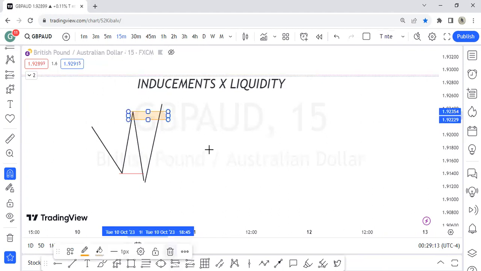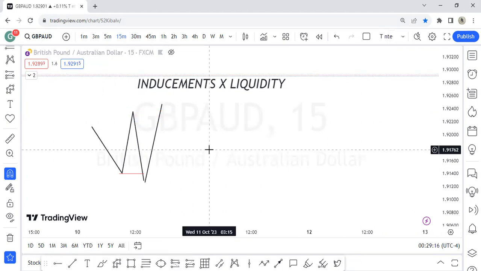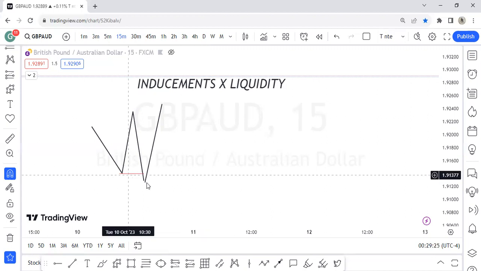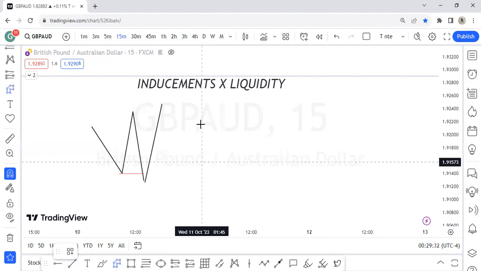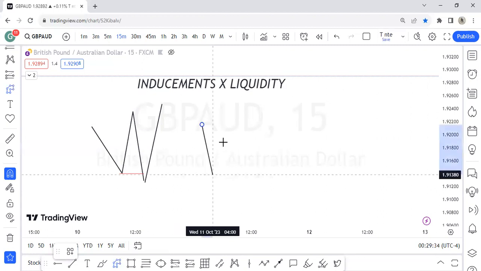So inducements are liquidity regions. They are a kind of liquidity. They lure you to take a trade, and then they stop you out and go the opposite direction. This is what an inducement looks like, and you usually see inducements happening in the market. I can also see it looking this way. You can see inducement looking like this.